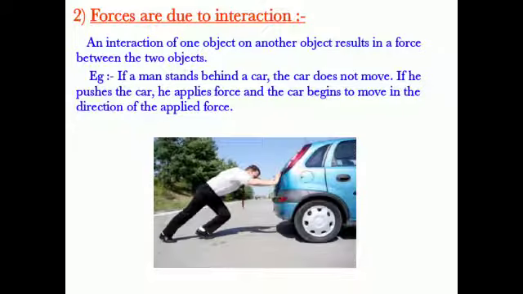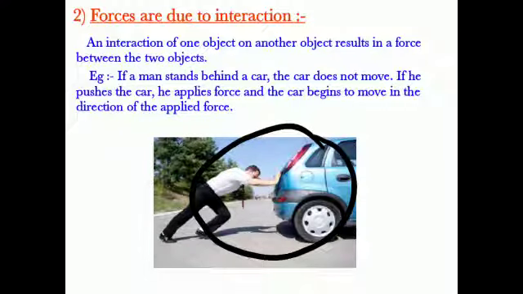Now, how does this force occur? When two bodies are interacting with each other, when one object interacts with the other object, then the result will be the force between the two objects. Here, in this picture, the man is pushing a car. It means his hands are interacting with the car, and this way he is applying force to the car by his hand, and this makes the car move. So force occurs only after the interaction of two bodies.